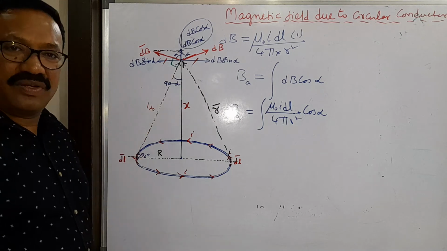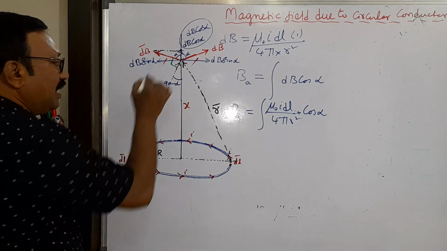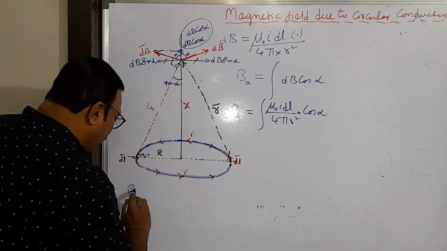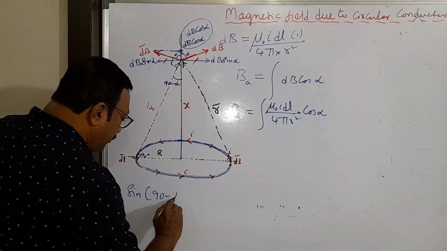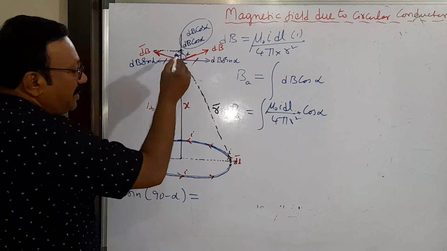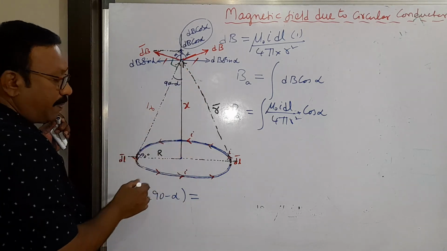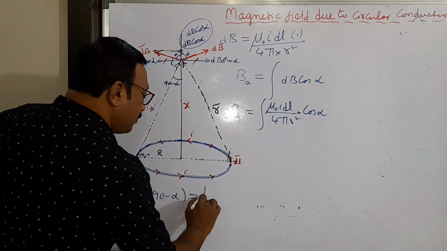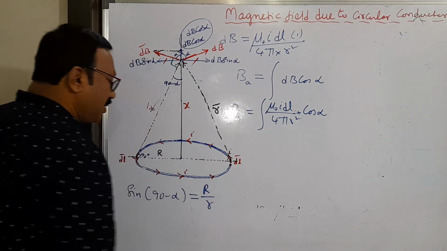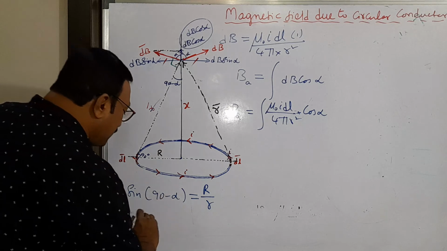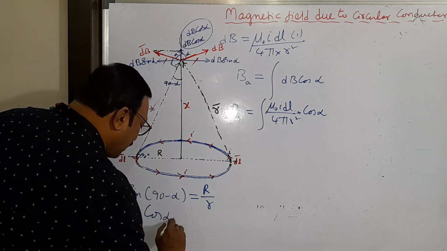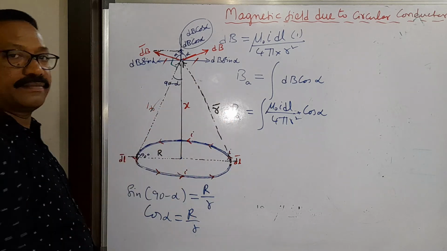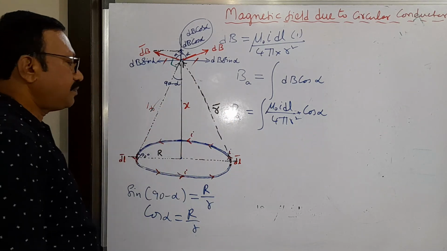But I want cos alpha now. I will find it here. From this right angle triangle, I will take sin of 90 minus alpha, which is opposite side by hypotenuse, that is capital R by small r. But sin of 90 minus alpha is cos alpha. So cos alpha is equal to capital R by small r.